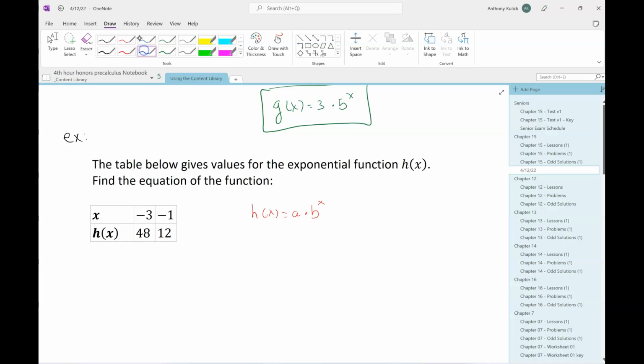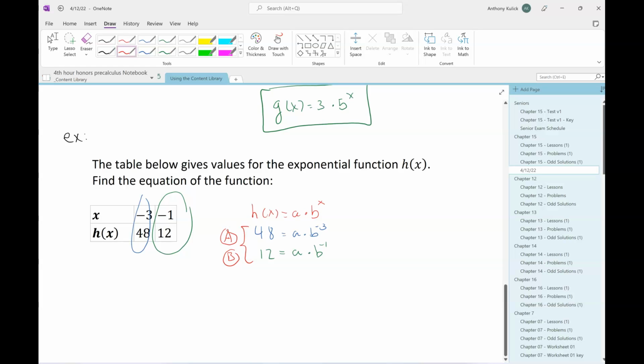So what are we going to have to do then? We're going to write a system of two equations. So I'm going to use this point. And I'm going to use that point. And that's going to form a system of two equations. I'll refer to those as equation A and equation B.